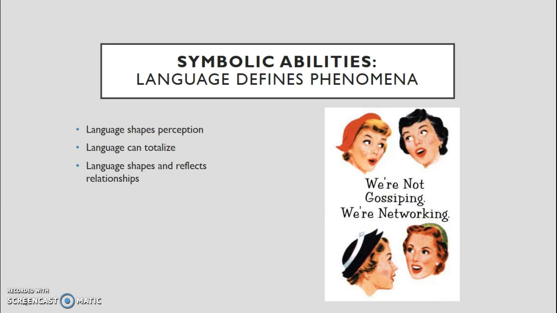Language also shapes and reflects relationships, okay? I think that's pretty self-explanatory, but we want to recognize that the ways in which we describe certain relationships and the ways that we talk about other people or talk to other people says a lot about the types of relationships that we have, the closeness that we have, or the distance, right? Or the harmony or the disharmony that exists.